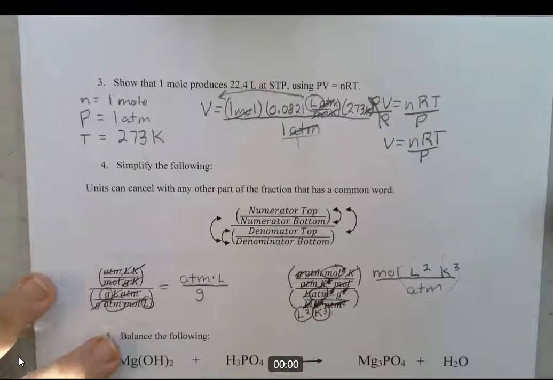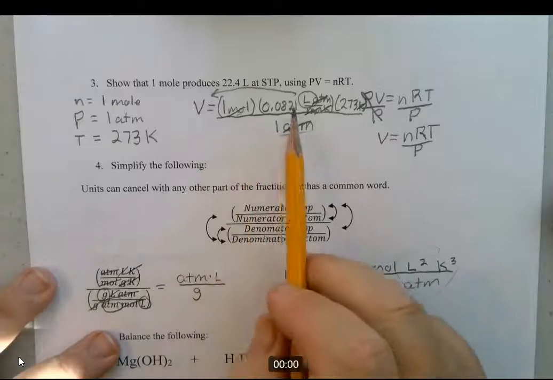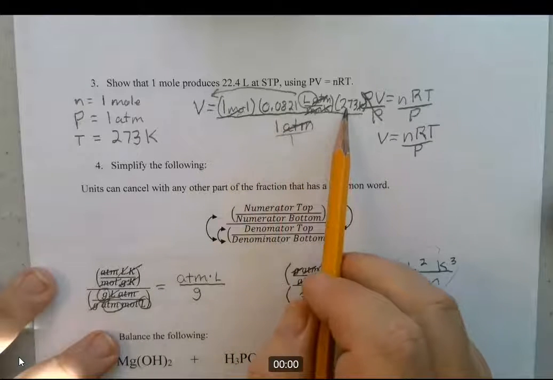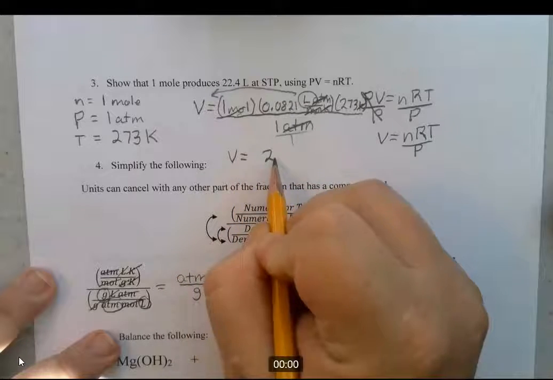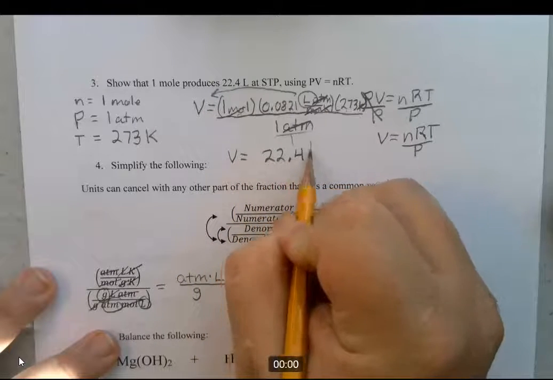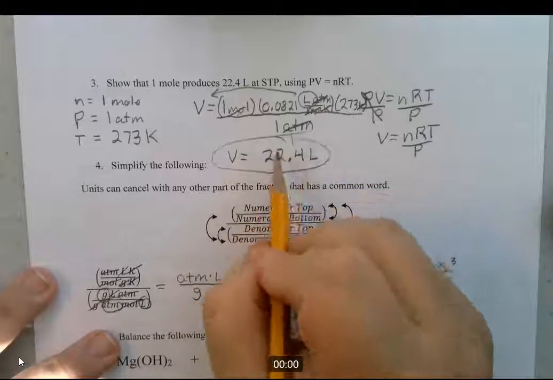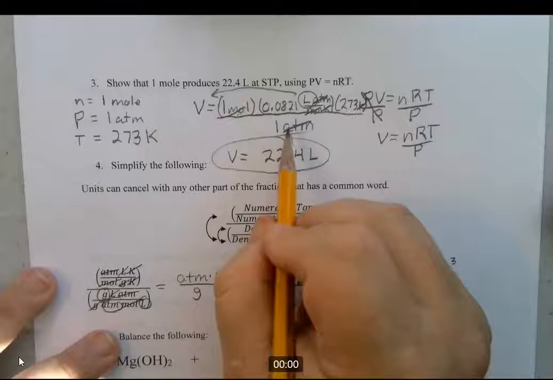is liters. So if you get on the calculator and multiply 1 times 0.0821 times 273 divided by 1, you'll get the volume will equal 22.4 liters. And you got to see how the units canceled out there as well.